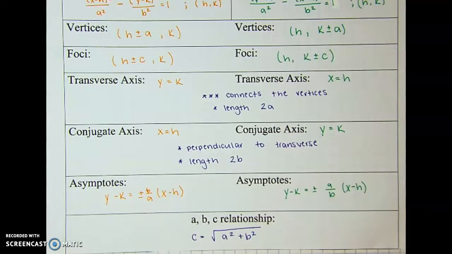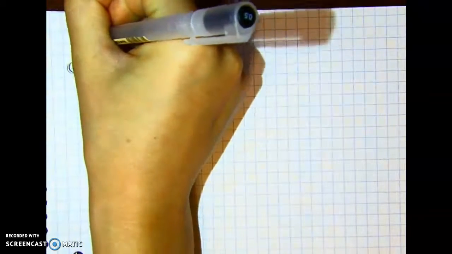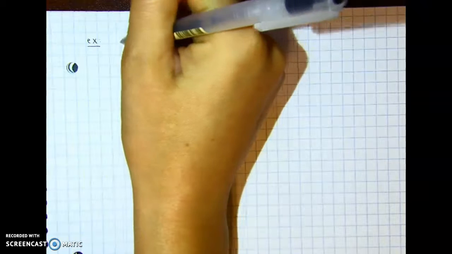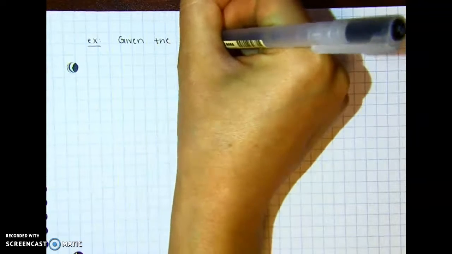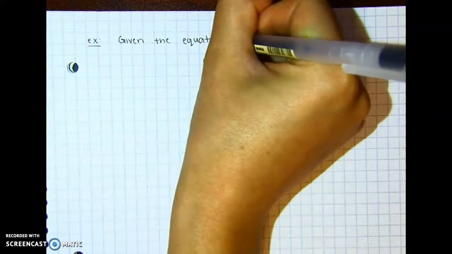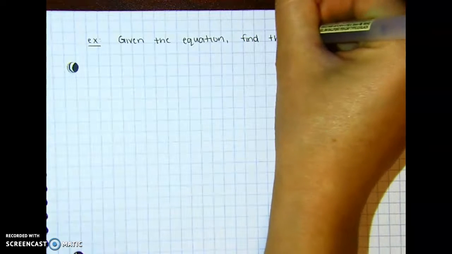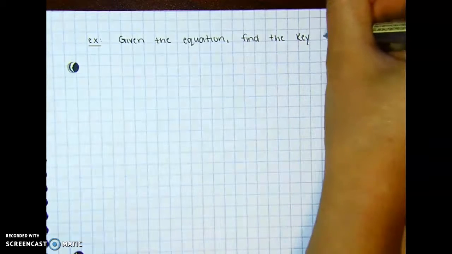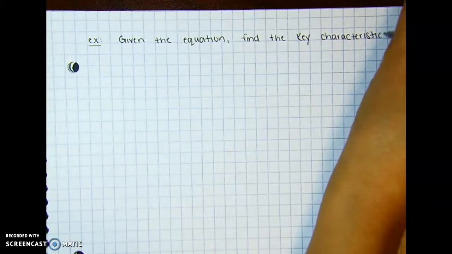All right, so let's do an example. And then we'll call it good for tonight or whenever you're watching this. For me, it's night. Okay, so let's do one example. Given the equation, find the key characteristics and graph it.